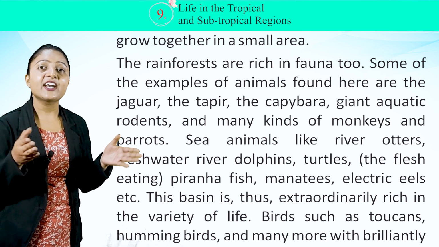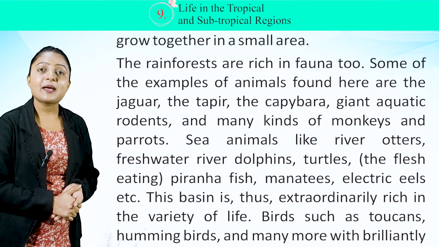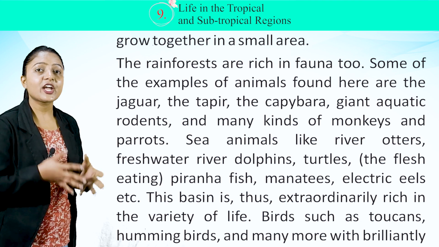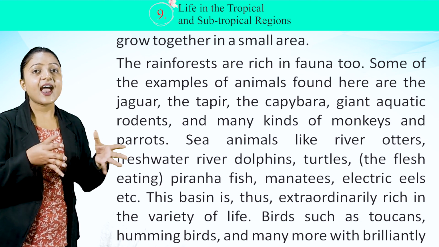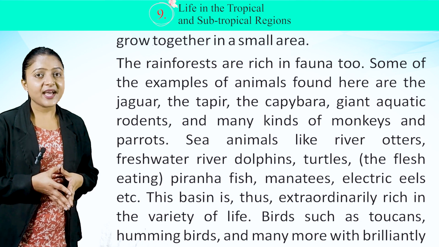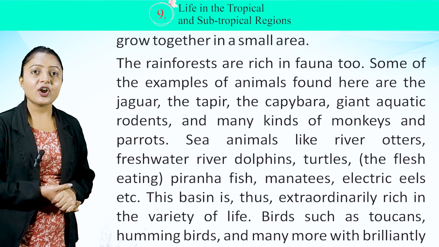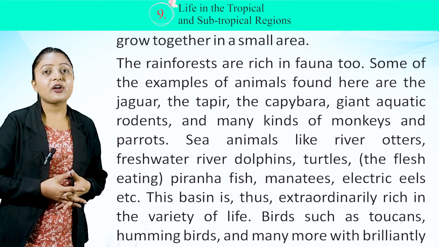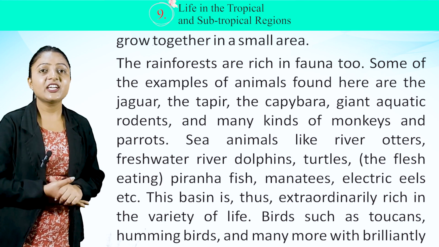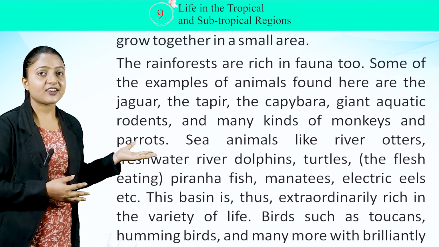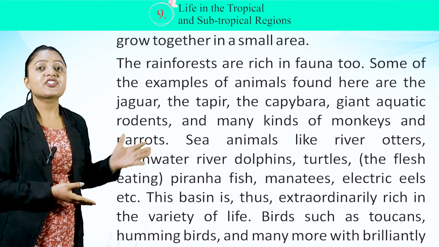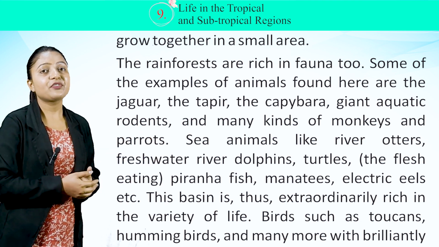The rainforests are rich in fauna too. Some examples of animals found here are the jaguar, the tapir, the capybara, giant aquatic rodents, and many kinds of monkeys and parrots. Aquatic animals include river otters, freshwater river dolphins, turtles, the flesh-eating piranha fish, manatees, electric eels, etc. This basin is thus extraordinarily rich in the variety of life.